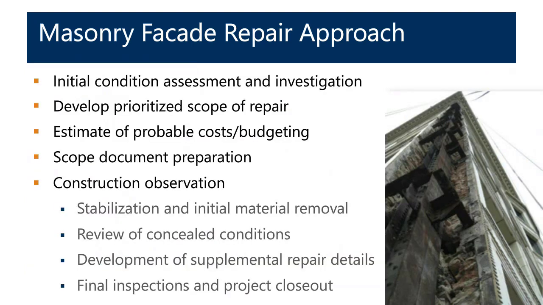So the masonry facade repair approach that we're going to highlight today really has some typical steps, meaning that it starts with that initial condition assessment and investigation that Matt highlighted. There's oftentimes a development of a prioritized repair scope. What are the things that need to be done now? What are things that can be done in 5 years? Maybe things that can be done in 10 years.